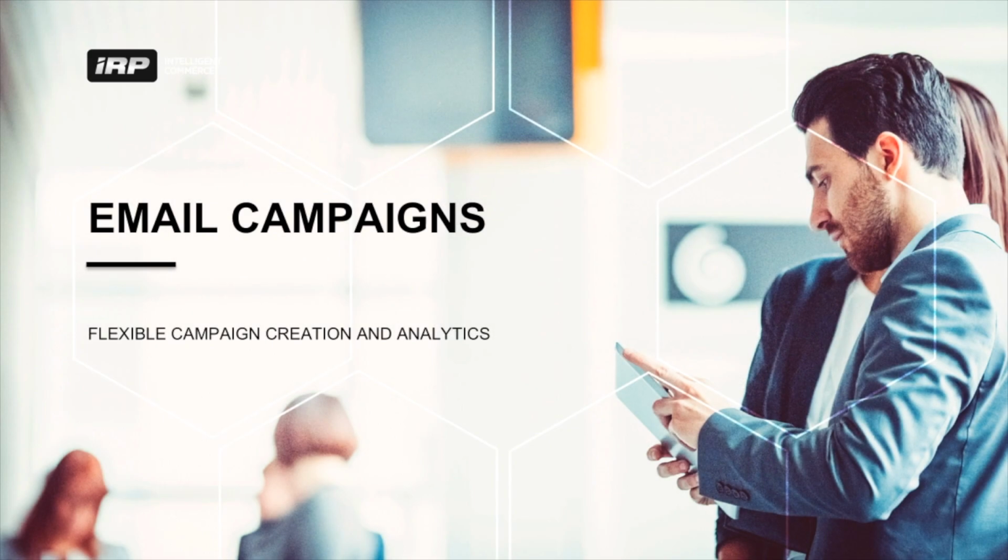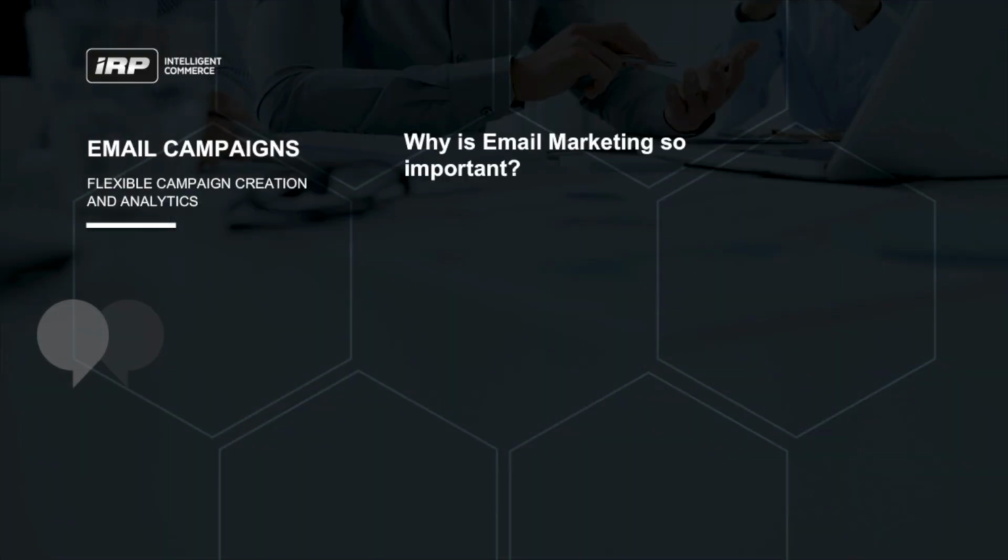Email campaigns. The next big section which has had an overhaul in the IRP V5 is the email campaigns section. This is what was previously known as email marketing. The email marketing, the remarketing, and the standard mail shots have been grouped into one key area. Why is this so important? Why did we focus on this?